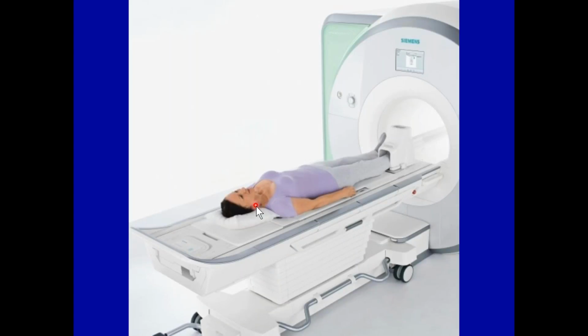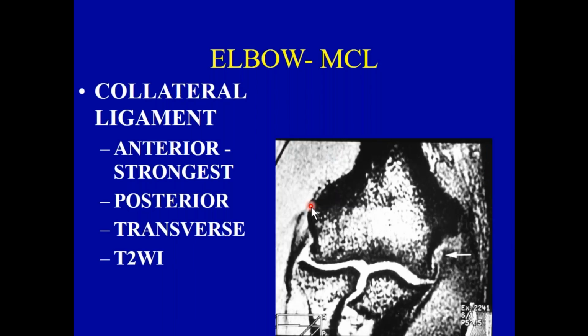This is just showing you what an MRI examination would be like. In this case, the ankle. This apparatus is called a surface coil, and they simply put that coil onto the elbow, and that's how an elbow MRI is done. And this is what an MRI of the elbow looks like.